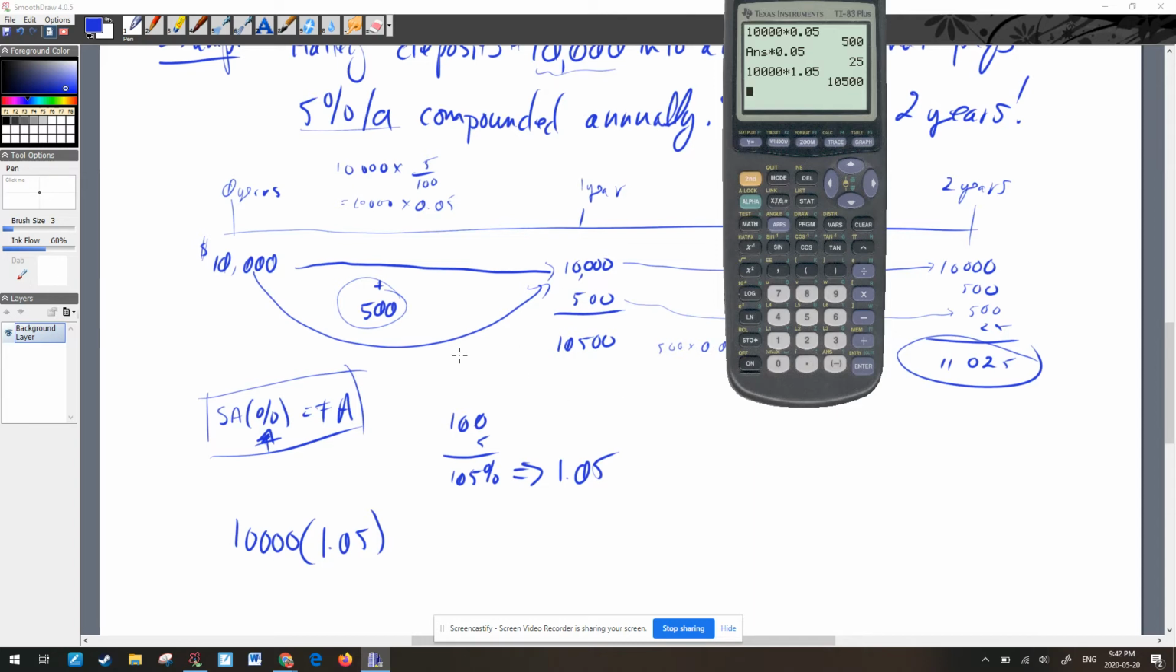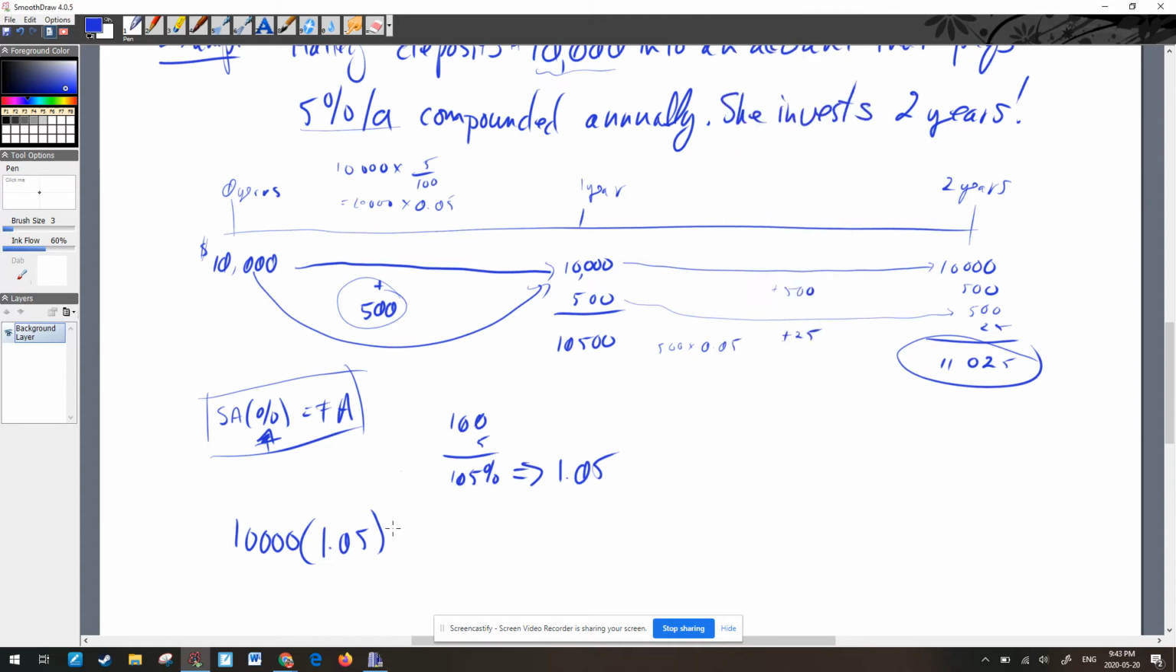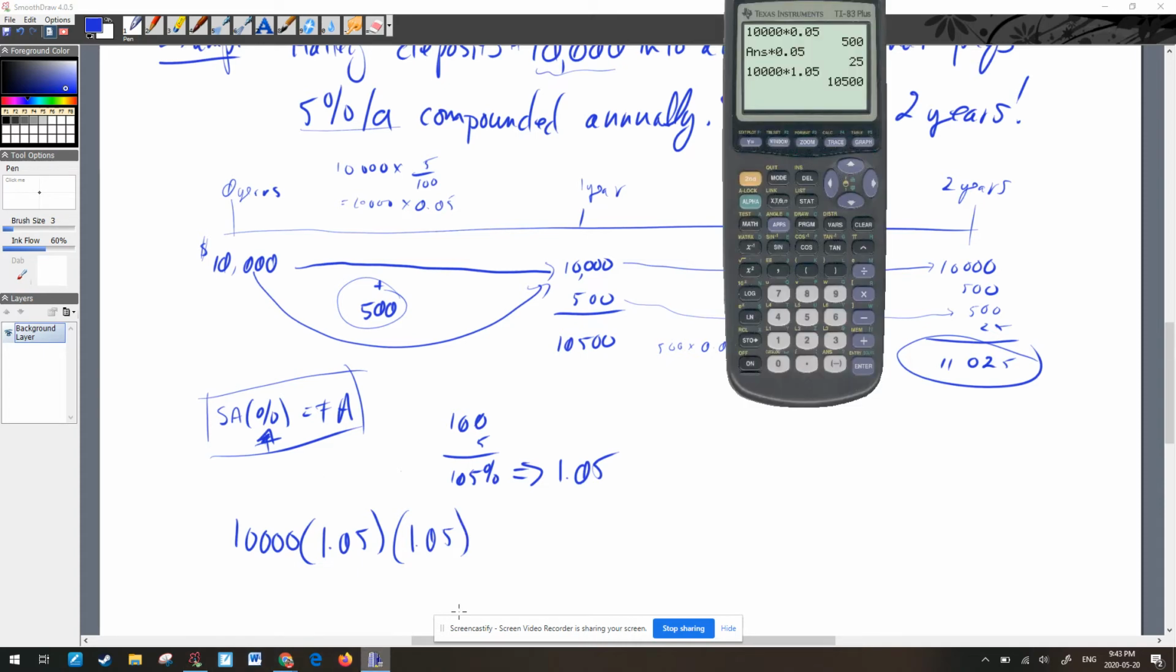But then I'm going to take that number and multiply it by 1.05 again, right? So I'm going to grab my calculator and multiply that by 1.05 again. And we're going to get, there's the total, $11,025.